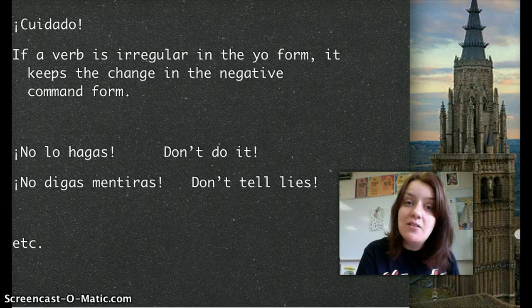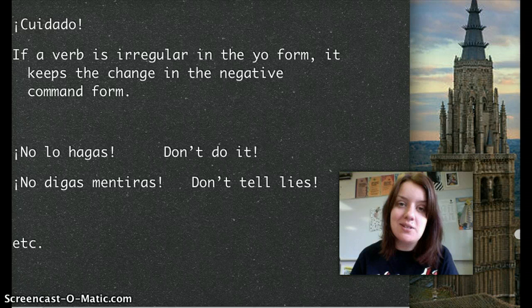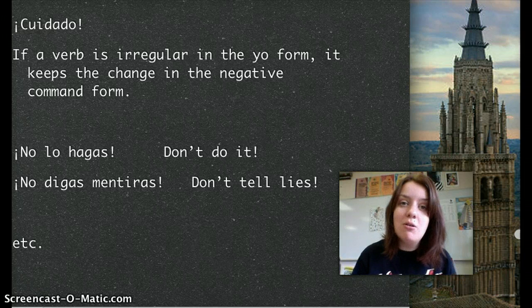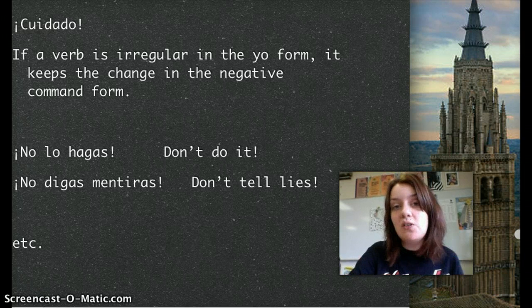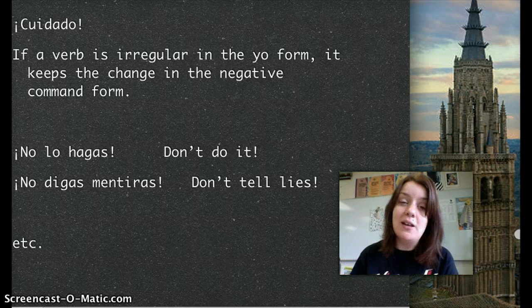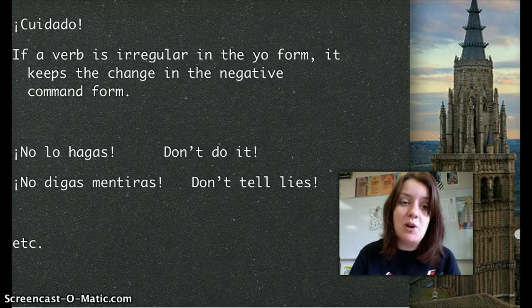So for hacer, the yo form is hago, so we end up with no lo hagas, because it's an ER verb, so it still has that as for the ending. No digas mentiras, for decir, the yo form is digo, drop the o, add the as. No digas mentiras, okay, and that's what you end up with. So if it's irregular in the yo form in the present tense, just follow the regular form of the verb: go to the yo, drop the o, and add the opposite. Make sure that you're not losing that g or whatever irregularity it had in the yo form of the present tense, present indicative.